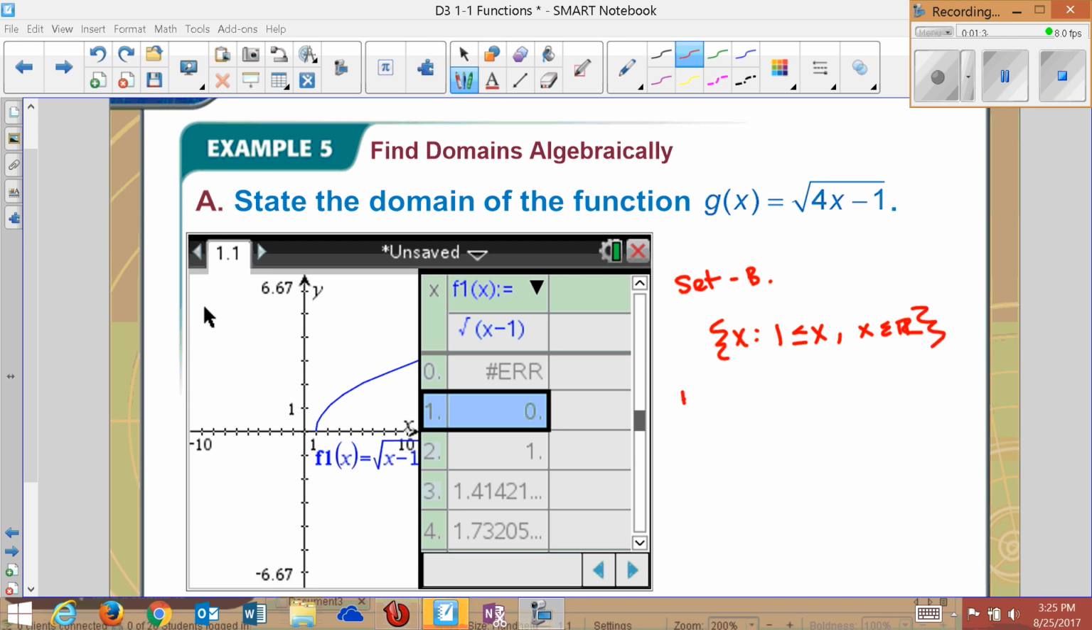Now I prefer interval, and so you'll see me write an interval in the future. And so in interval notation, you just write it like this. The smallest number is 1. We can equal it, so I put a bracket, and this will go on until infinity with a parenthesis.